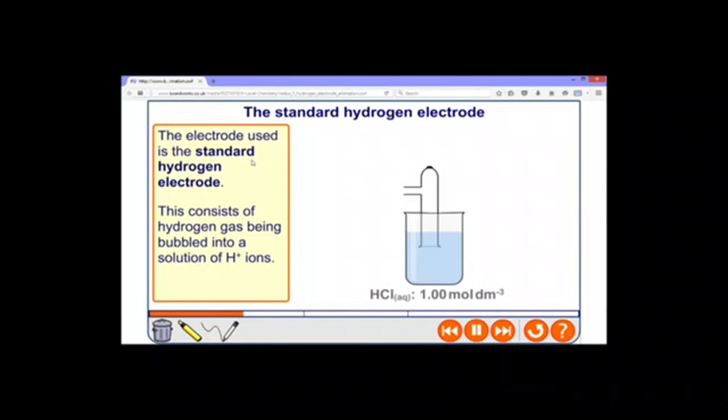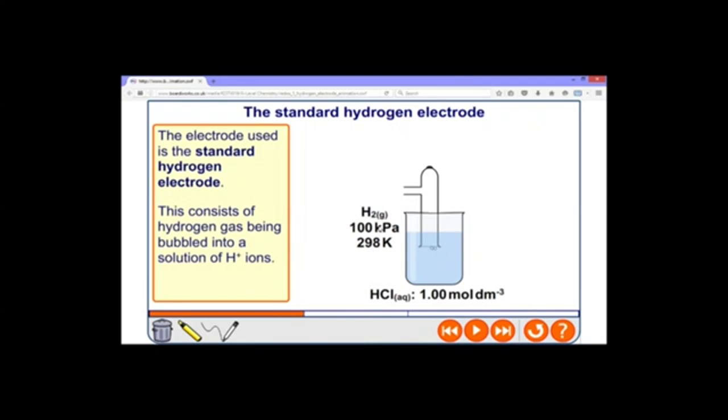That was the standard hydrogen electrode. It consists of hydrogen gas being bubbled into a solution of hydrogen ions. In this case I have hydrochloric acid, but it doesn't have to be hydrochloric acid. It could be sulfuric acid. It could be anything acidic, because what you really want is a reaction from hydrogen. So hydrogen gas is bubbled through this hydrochloric acid, or a solution of water, or like I said, sulfuric acid, any acid.